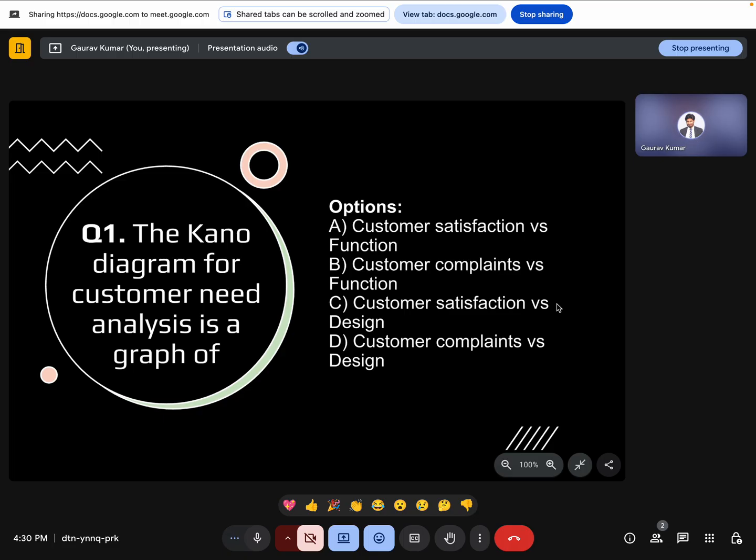From none to full implementations, by plotting this relationship, designers can categorize needs into must-be requirements, performance needs, and delighters. So the correct option is customer satisfaction versus function. This is because customer satisfaction is directly influenced by how well a function is implemented.